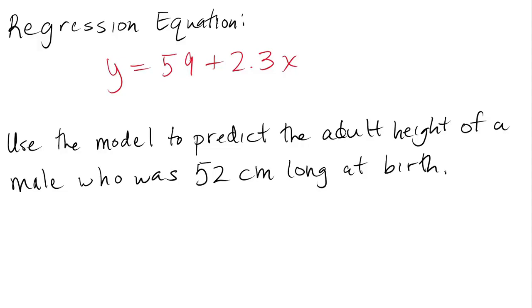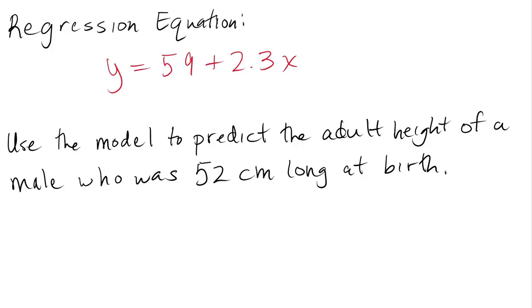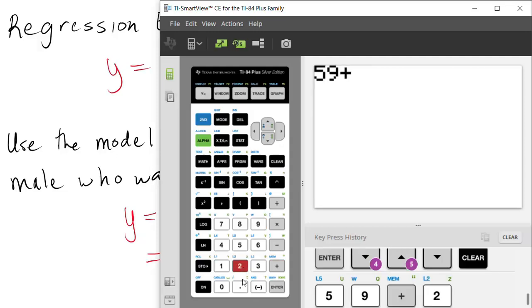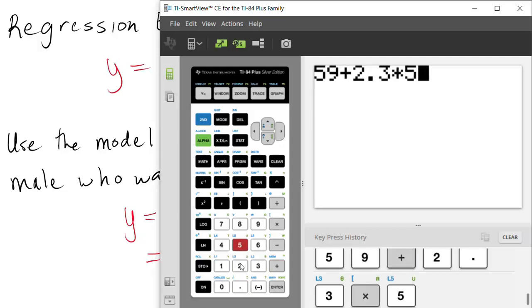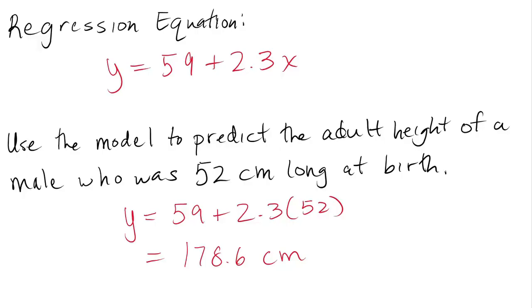So how would we use this model to predict the adult height of a male who was 52 centimeters long at birth? Well, remember that the birth length was the x variable and the adult height is the y variable. So we're just going to plug 52 in for x and then do the arithmetic to get the value of y. So y equals 59 plus 2.3 times 52. And then we just bang out that arithmetic. I'll do that with a calculator. 59 plus 2.3 times 52. The predicted height is around 178.6 centimeters.